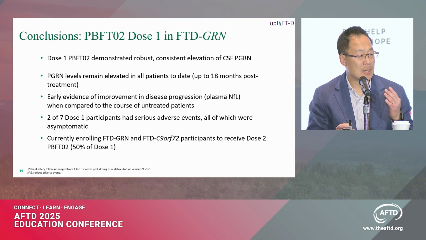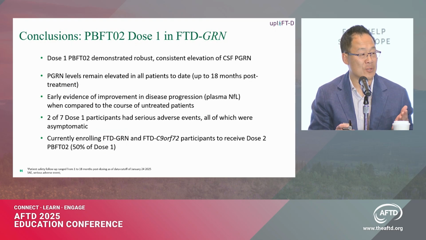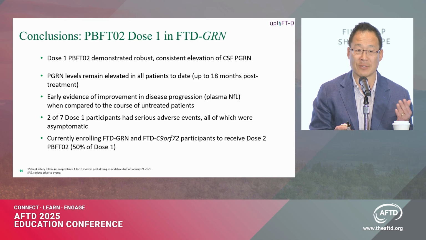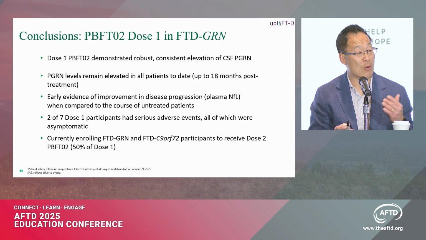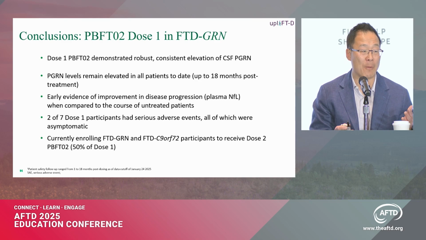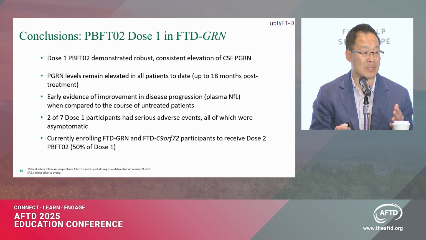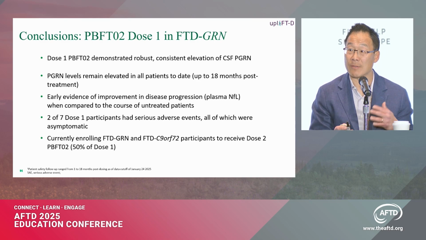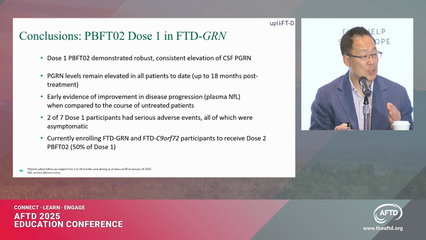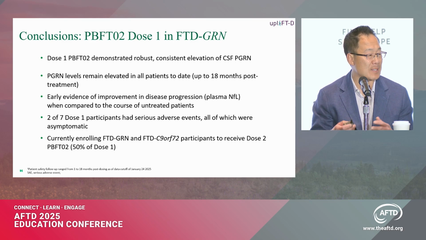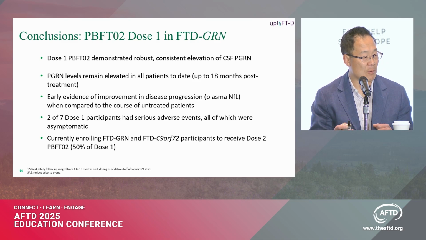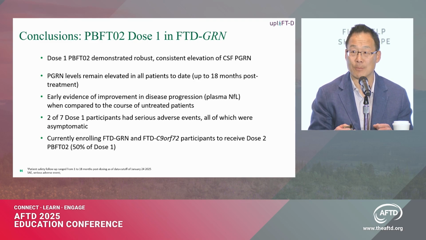So in conclusion, dose 1 of PBFT02 demonstrated a robust, consistent elevation of CSF progranulin. The progranulin levels remain elevated in all patients followed to date. There's early evidence of improvement of disease progression as measured by plasma neurofilaments when compared to the course of untreated patients. 2 of 7 dose 1 participants had serious adverse events, all of which were asymptomatic. And we are currently enrolling both FTD-GRN and FTD-C9 participants to receive dose 2.